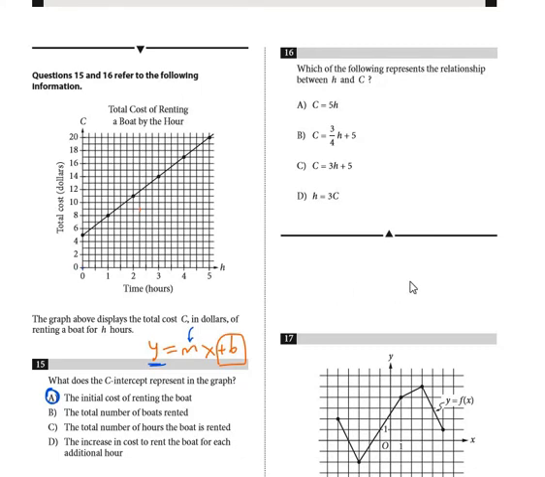Let's go to number 16. Which of the following represents the relationship between H and C? This time they want us to make the equation, like a y equals mx plus b equation. But we are going to create C equals some number times h plus some C-intercept. For this, we need the slope and we need the y-intercept. We already know the y-intercept from the graph. It is 5. So they don't have y-intercept here, they don't have y-intercept here. So we eliminate them.